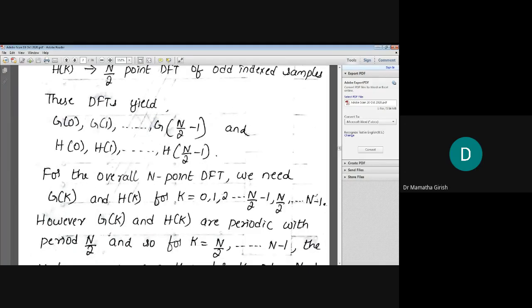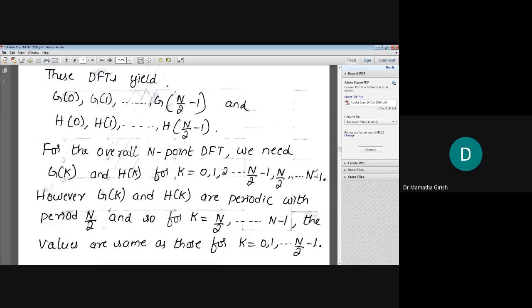Why? Because it is found that both G of k and H of k are periodic with a fundamental time period equal to N by 2. That is why for any value of k greater than N by 2 minus 1, the next value after N by 2 minus 1 is N by 2 minus 1 plus 1. Minus 1 and plus 1 get cancelled, and we end up with N by 2. This is the next value after N by 2 minus 1, starting from N by 2 till N minus 1.